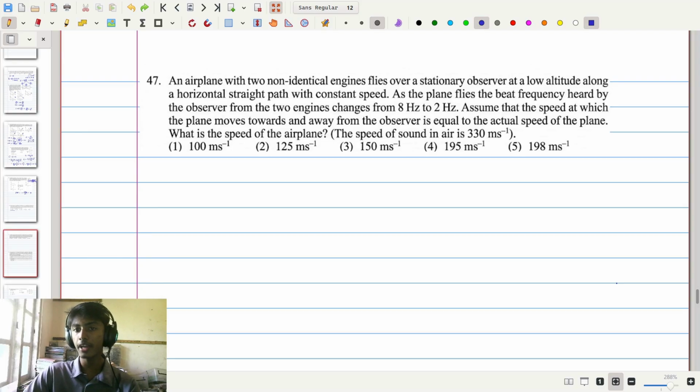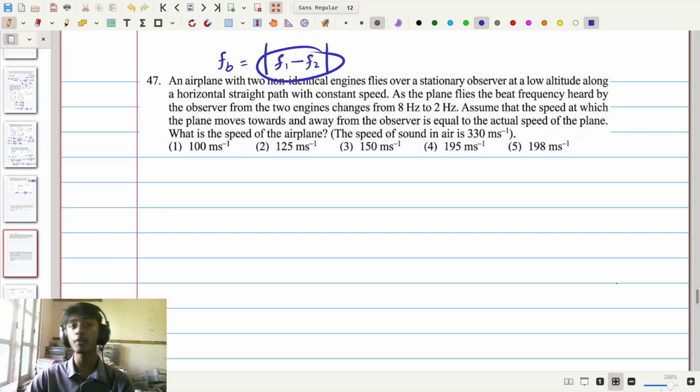As the plane flies, the beat frequency heard by the observer from the two engines changes from 8 Hz to 2 Hz. Since the two engines here are non-identical, they would resonate at different frequencies. If the two frequencies are F1 and F2, then the beat frequency FB is equal to the modulus of the difference of these two, |F1 - F2|.